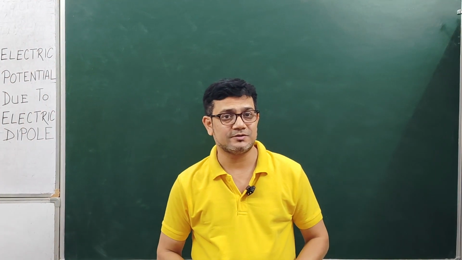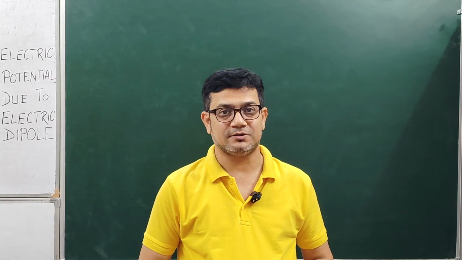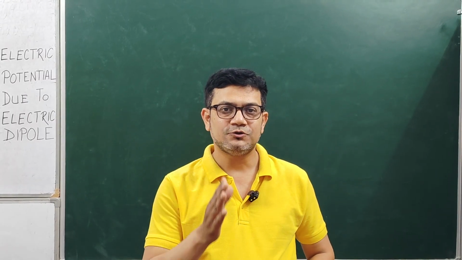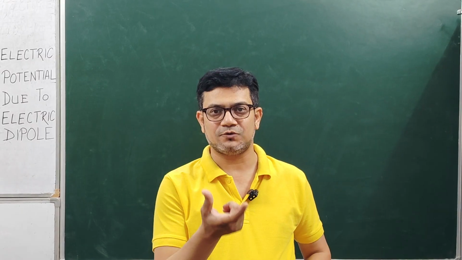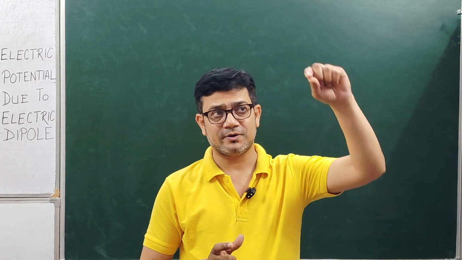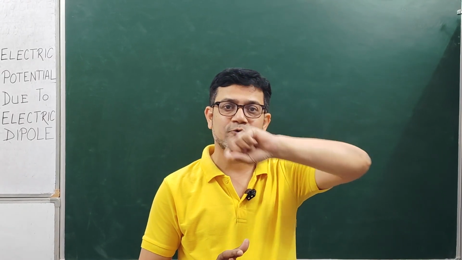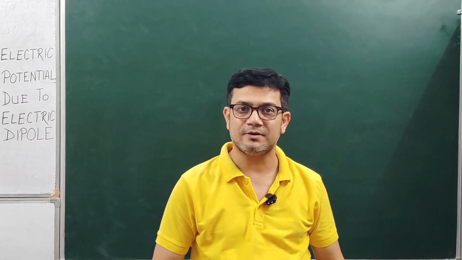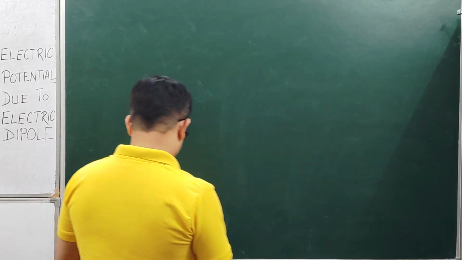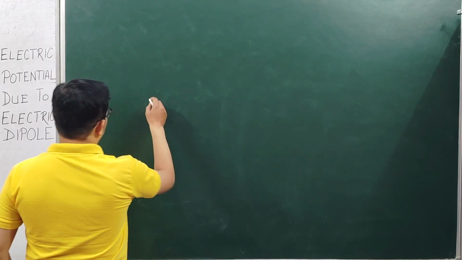In the last class, we discussed electric potential because of a point charge. Today, we talk about a dipole. So if you have a dipole and you want to find what is the electric potential at any point in space, then what should be the approach? Let's see. So for a dipole, we know certain things.